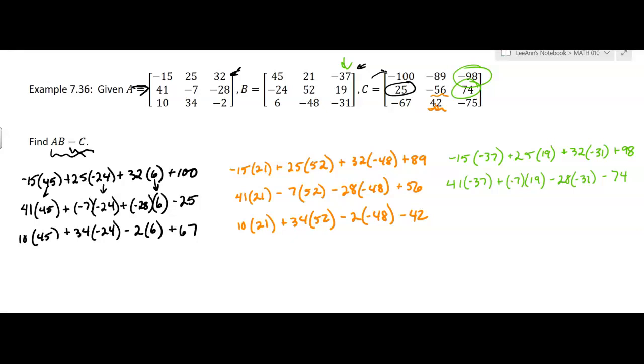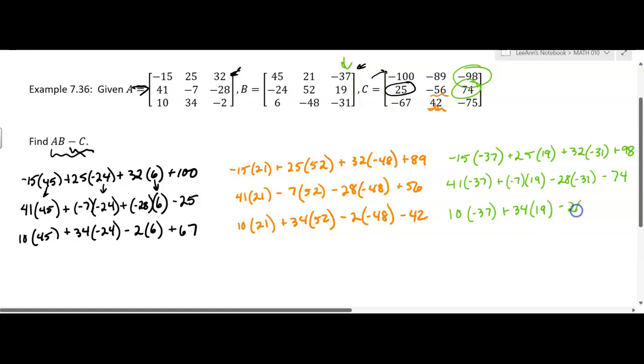And then the last one's going to be 41. No, it's not. That's a 10. I got distracted. 10 times negative 37 plus 34 times 19 minus 2 times negative 31, and that's going to be plus 75, and that's coming from right there.